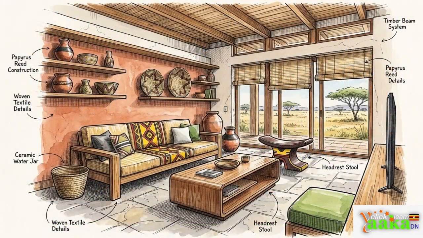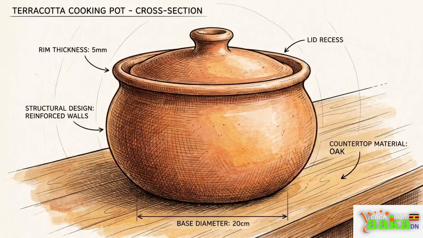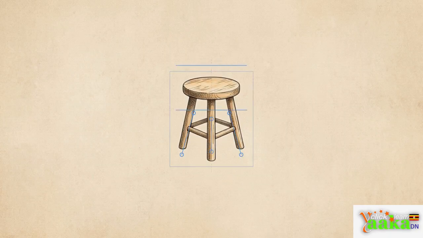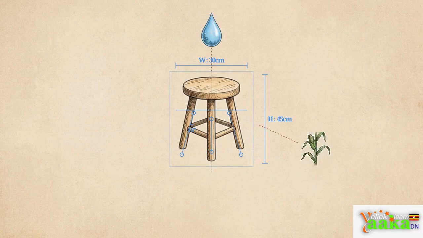Look around your home. The woven mats, the clay pots, the carved wooden stools. These are engineered tools. They serve as a record of how our ancestors solved the problems of daily life using the resources around them. To understand these objects, we divide them into two categories.